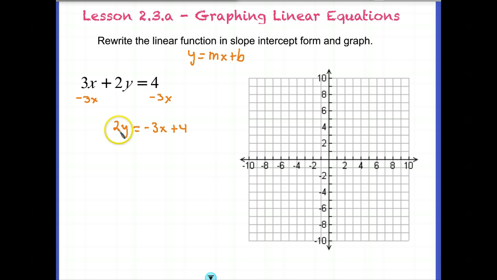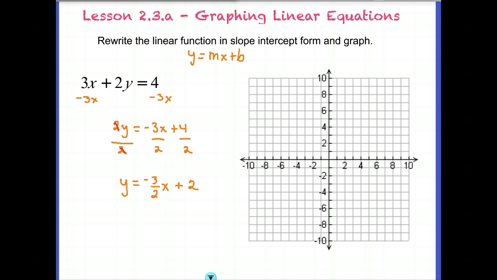Finally, we need to move the 2 to the other side. So let's do the opposite. The opposite of multiplication is division. So we need to divide every term by 2. Remember, whatever you do to one side, you have to do to the other, and you have to do to both elements. Okay. So on the left side, we have 2y divided by 2, which leaves us with just 1y, or y. On the right side, our slope is now negative 3 over 2x. And our y-intercept is 2. 4 divided by 2 is 2.